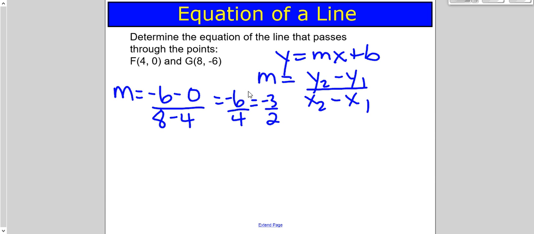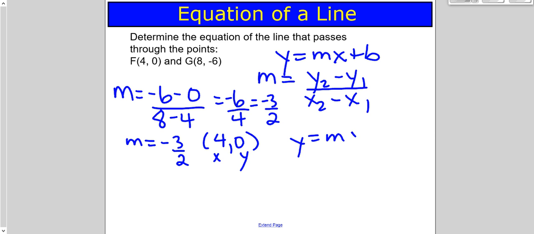Okay, I'm going to use that slope and one of my points. I think I like the first point. I think I'm going to use 4 comma 0. So my slope is negative 3 over 2. I'm going to use the point 4 comma 0 as my x and y. And I'm going to plug all that back into y equals mx plus b.